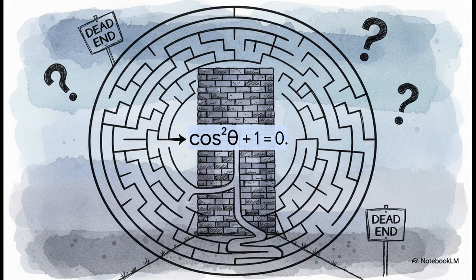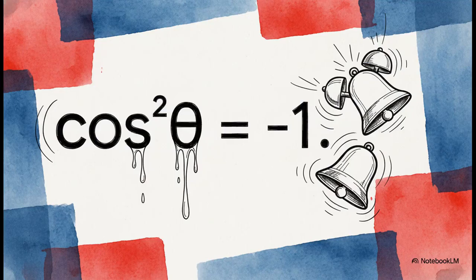But what happens when the math leads you to a dead end? Let's look at a no-solution case. This is super important for understanding the limits of this whole method. We need to solve cosine squared theta plus 1 equals 0. We follow the exact same first step. Isolate the squared term. We just subtract 1 from both sides, and immediately we hit a wall. The equation becomes cosine squared theta equals -1.